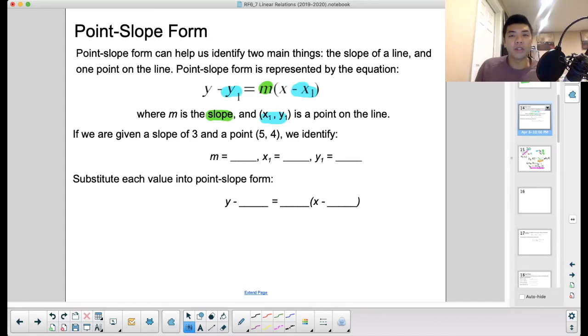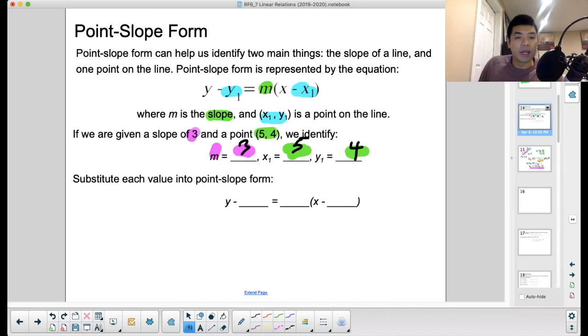So again, let's go ahead and do this without any visual representation. If we're given a slope of 3 and a point (5, 4), we can identify that m is equal to 3. And you have your point (5, 4). We know that in (5, 4), we have your x1 there, and we'll have your y1 there. So let's go ahead and fill those values in. So we have 5, then we have 4 as your two values. Remember, in an ordered pair, x comes first and then y.